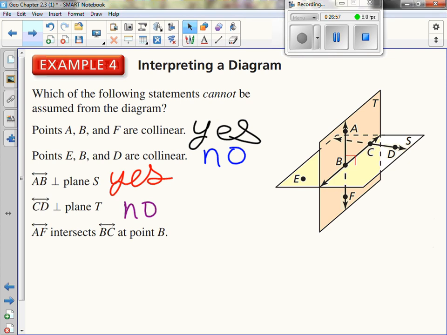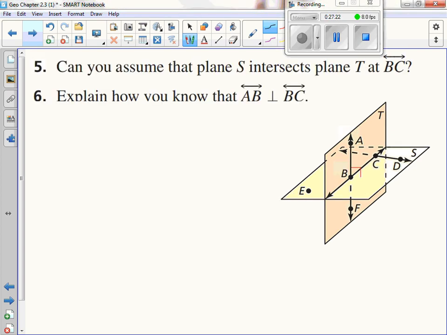Now that brings us to the last one. Line AF intersects BC at point B. So let's see where AF is. AF is going straight up and down, yes? BC. Did they intersect at point B? Yes. So can we assume it? Yes. So we have two more.